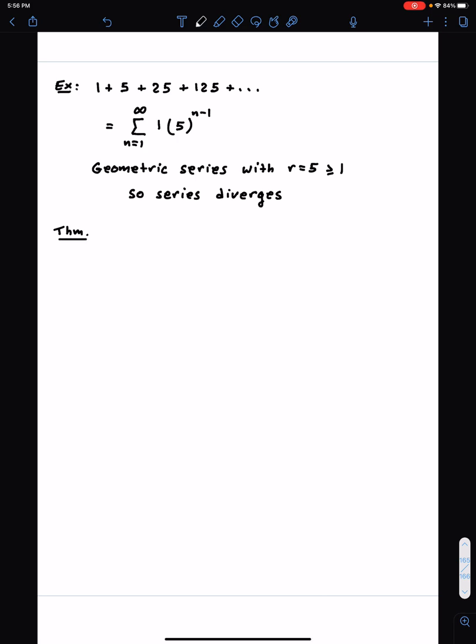Theorem. If the series from 1 to infinity of a sub n converges, then the limit as n approaches infinity of the nth term a sub n is equal to 0. But the converse is not true.